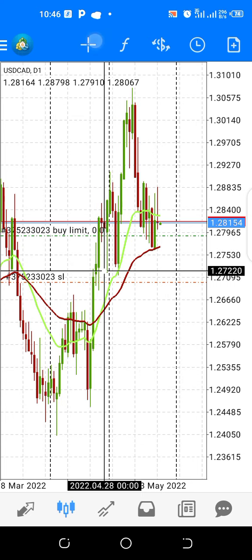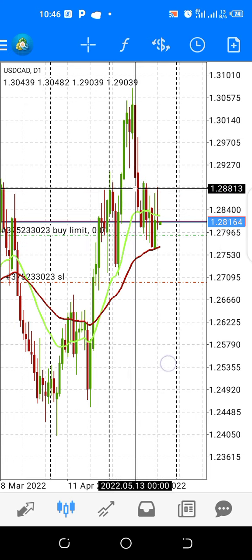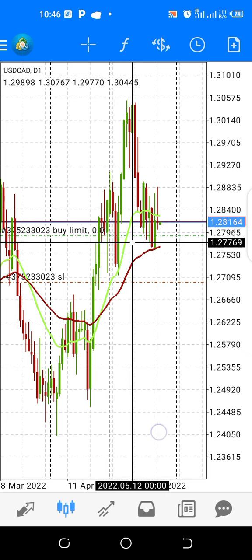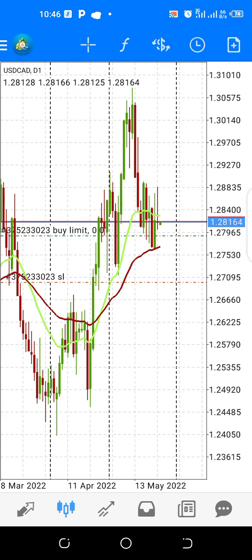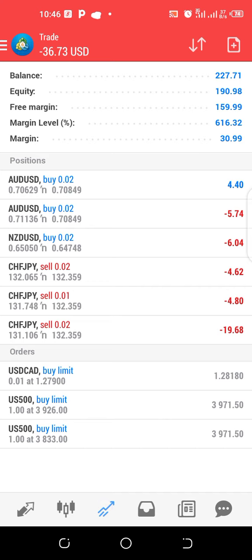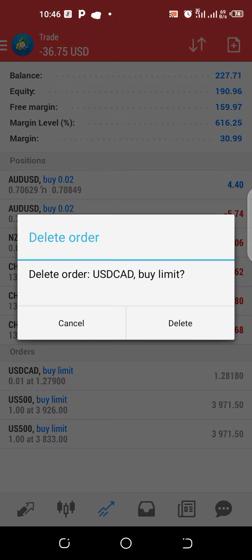We've assumed the market will come down to this level, trigger it, and reverse up, for us to run a profit. If for any reason the market triggers it and keeps coming down, we'll be running in huge loss and then get to our stop loss point, which takes us out of the market with our already incurred loss. As you can see, the buy limit is here, so delete it.